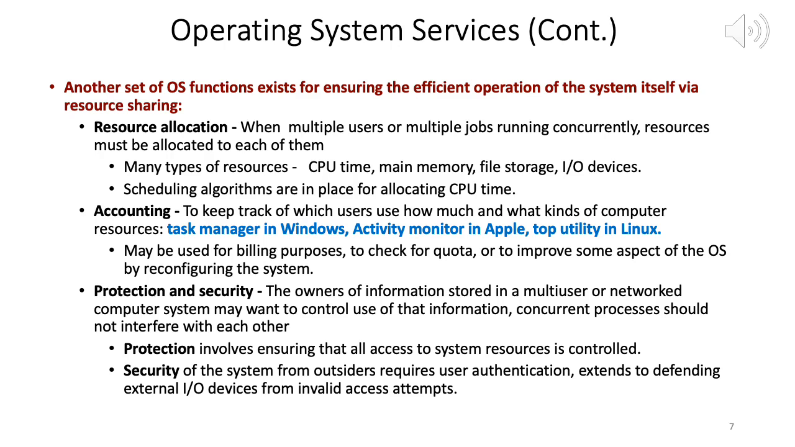So we can improve protection and security. Another service. Owners of information stored in a multi-user or networked computer system may want to control use of that information. Concurrent processes should not interfere with each other. Right? Protection involves ensuring that all access to system resources is controlled. Right? So we have some rules regarding who can access what resources. And security of the system from outsiders requires user authentication, and extends to defending external IO devices from invalid access attempts.